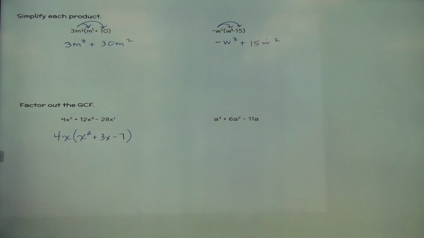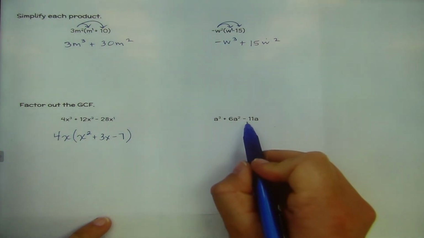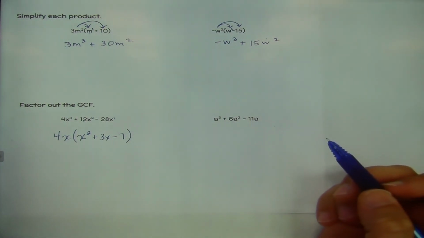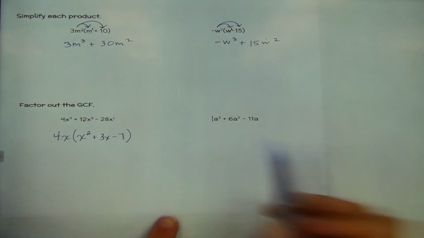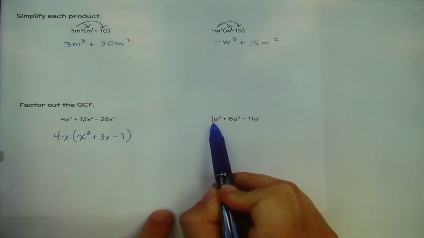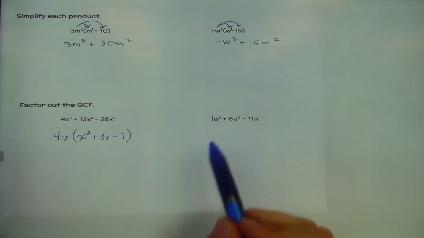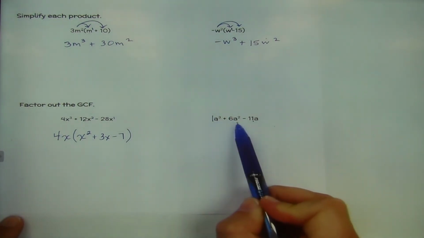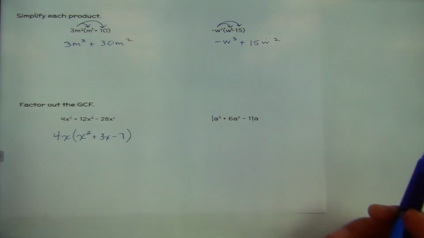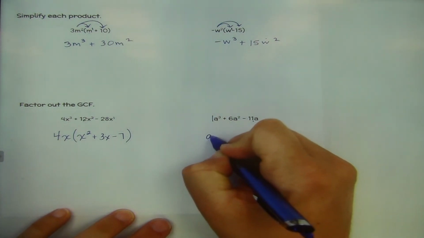In our last example for today, we have a cubed plus 6a squared minus 11a. Well, a cubed has an invisible coefficient of 1. So with my coefficients, I have 1, 6, and negative 11. So the GCF between those three coefficients is just going to be the positive 1. And then I have a cubed, a squared, and then just a by itself. So the GCF between all of those is just going to be a single a.